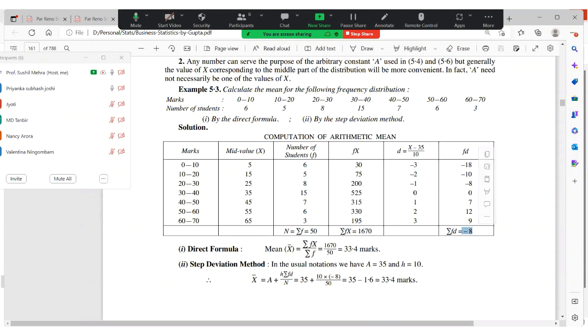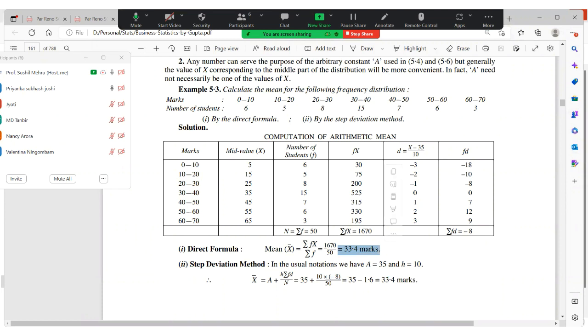Now see, put the formula here. This is the formula: A plus H into FD by N. A is 35, H is 10, FD is minus 8, N is 50. On solving this, we get minus 1.6. 35 minus 1.6, 33.4. This is the average. See, in both cases, average is the same, right?